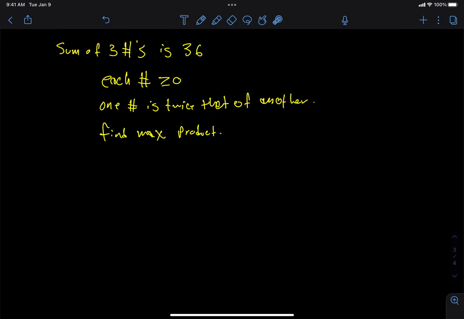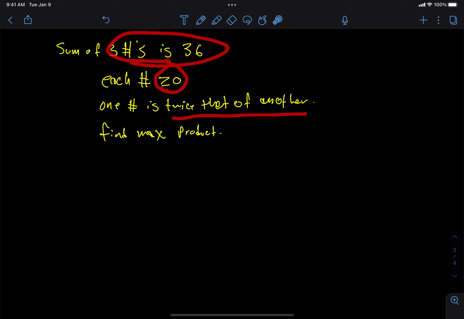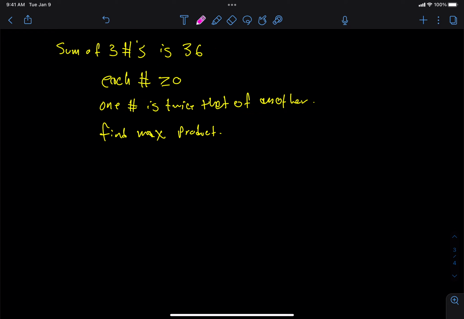So what do we say? We have 3 numbers. The only problem is I don't know what any of the numbers are. The only thing I know is that they're all bigger than 0. One of them is twice the other, and they sum to 36, right? So what are my 3 numbers? Let's call the 3 numbers x, y, and z.